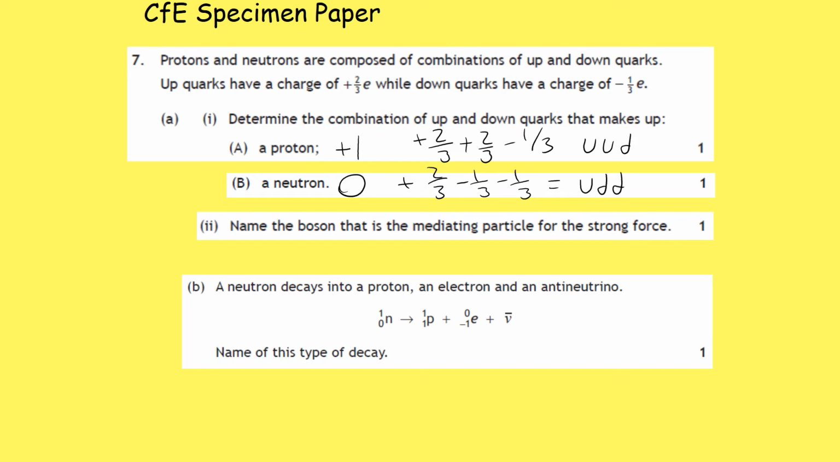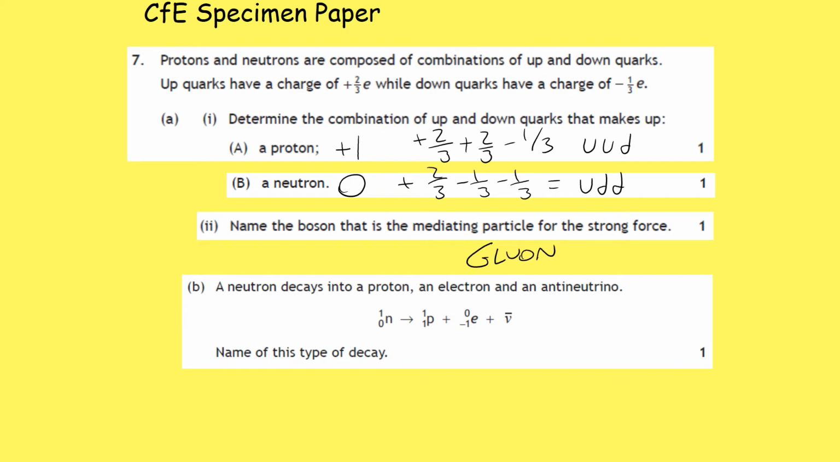Name the boson that is the mediating particle for the strong force. Well, the photon is the mediating particle for the electromagnetic force. The W and Z bosons are associated with the weak nuclear force. So the boson that is the mediating particle for the strong force is the gluon.